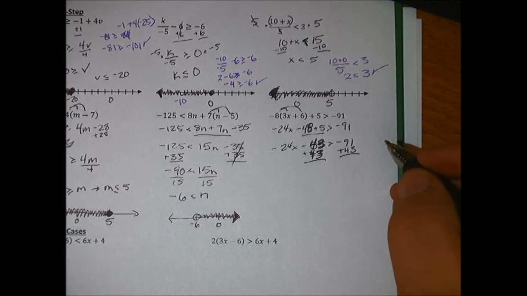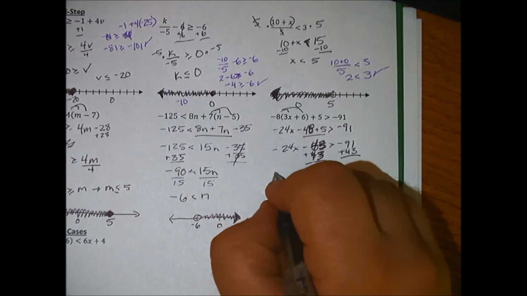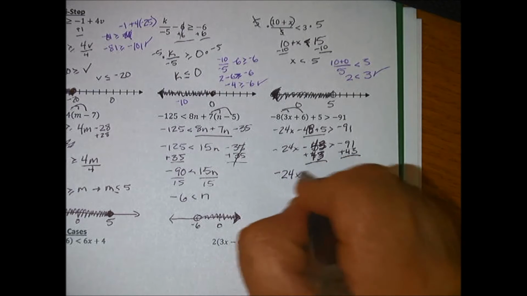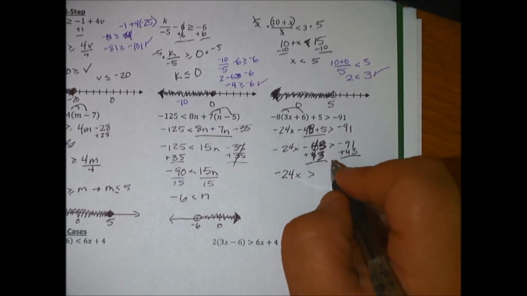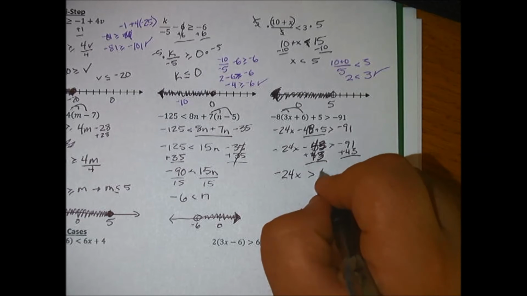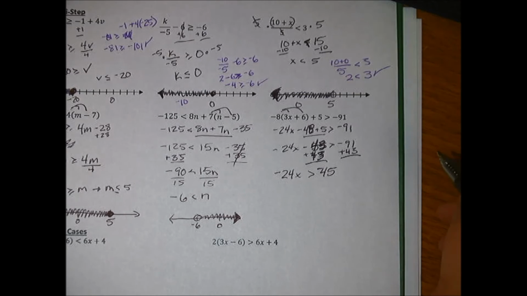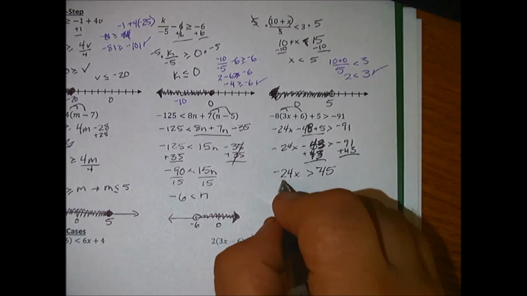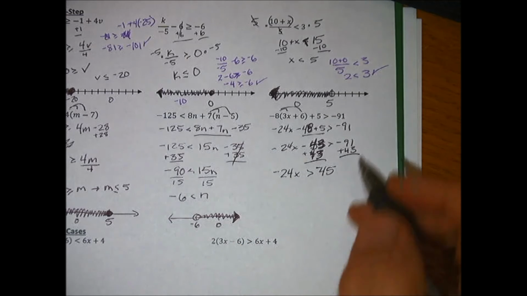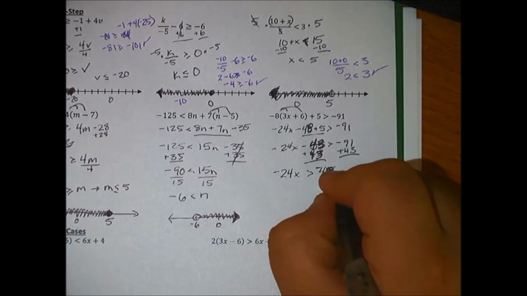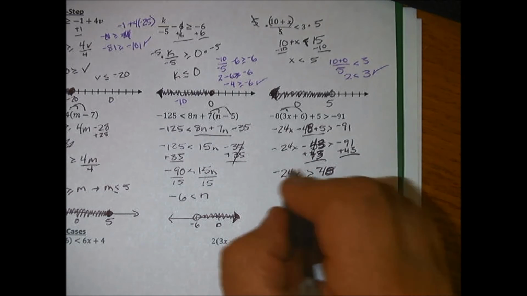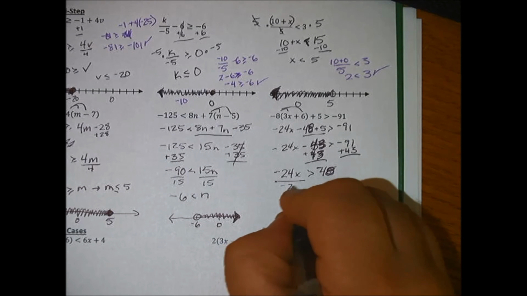Alright, so I'm adding 43 to both sides, and I get negative 24x is greater than, let's see, what's that going to give me? 45. And negative 45. It's not a big deal if you make mistakes, as long as you check it first, and it's not 45. I'm struggling today. That's a 48. That's right. Now it works out good.